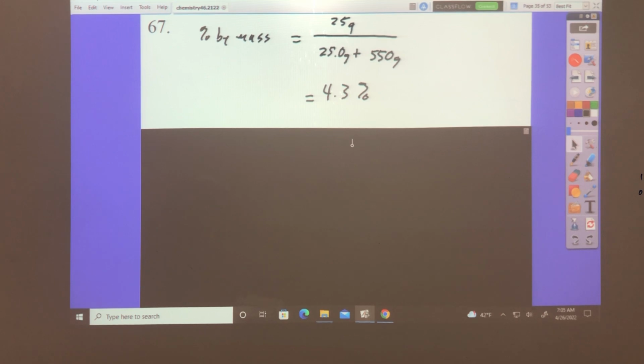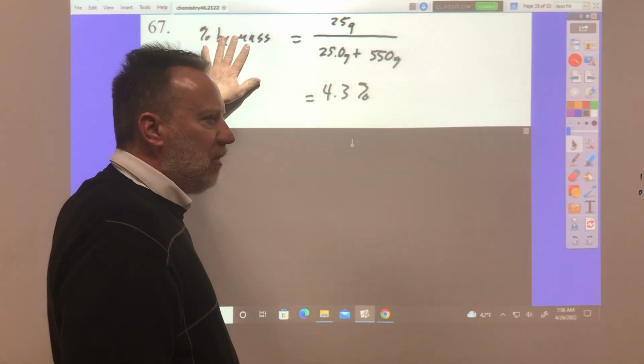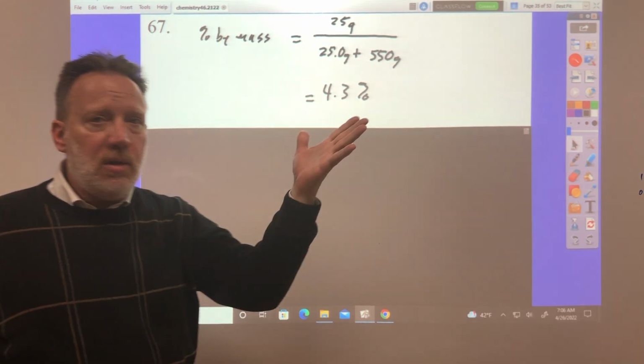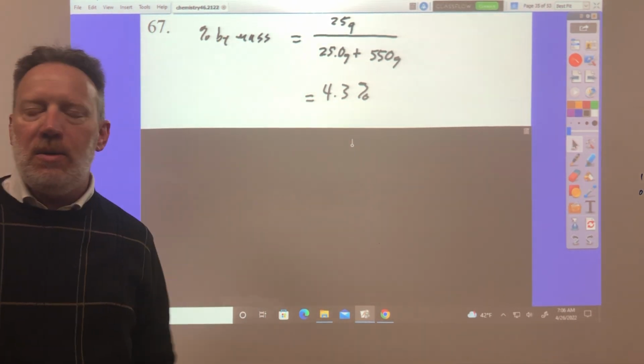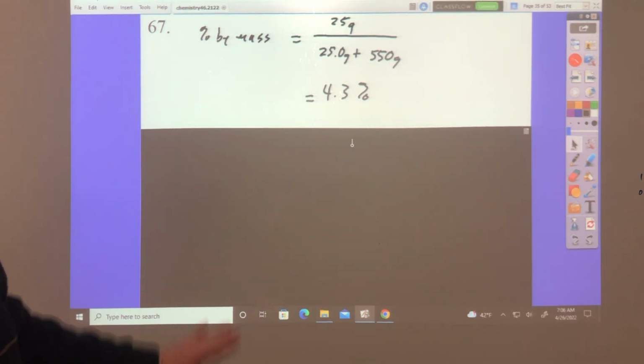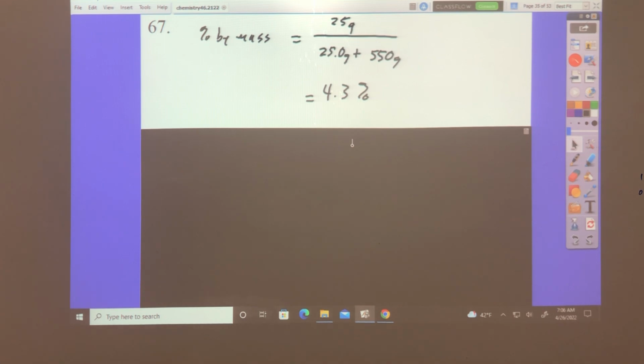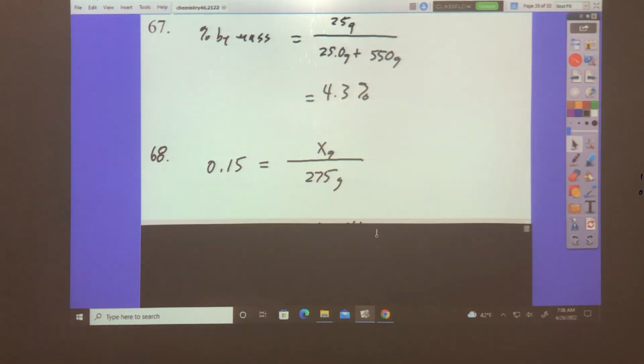Number 68. How many grams of LiCl, lithium chloride, are in 275 grams of a 15% aqueous solution of LiCl? Once again, use your percent by mass equation. You should have it in the back of your lab book by now. It's in the book, it's in your notes, it's in Schoology, it's in the weekly notes. So you put the numbers where they belong. Your 15% is on this side. And 275 grams is here.